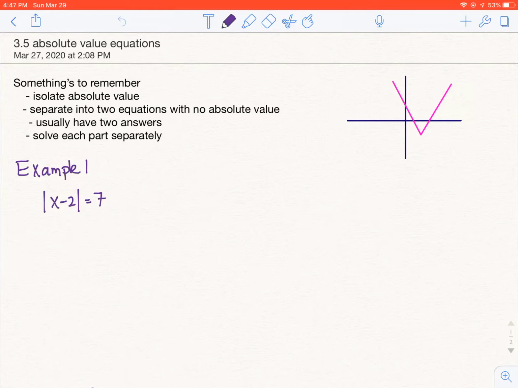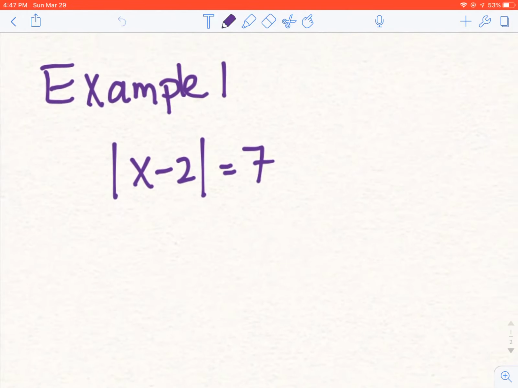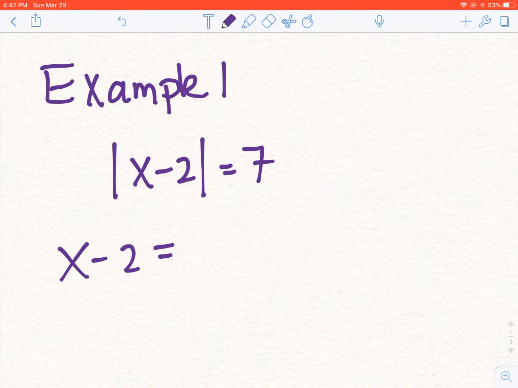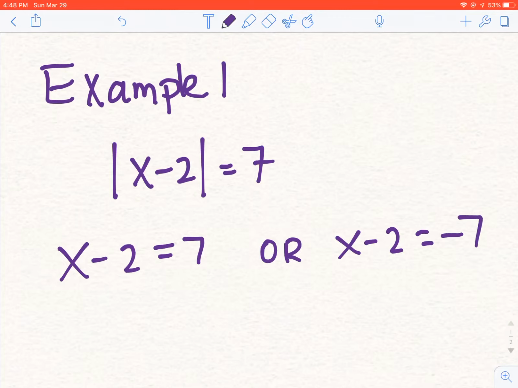So when I look at example one, the way I do it, and I don't know how your teachers in high school did it, I say either x minus 2 is equal to 7, because the absolute value of 7 is 7, or x minus 2 is equal to negative 7, because the absolute value of negative 7 is also 7. Notice I don't mess with the inside, I just mess with the outside.